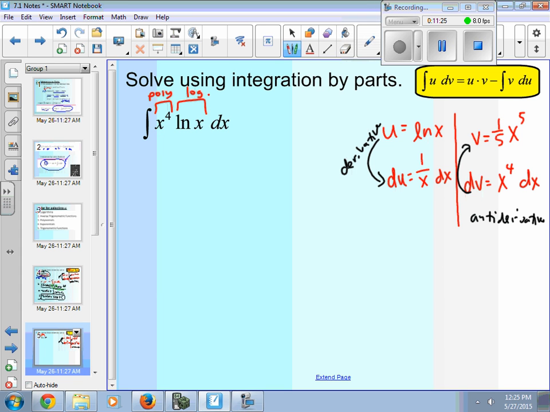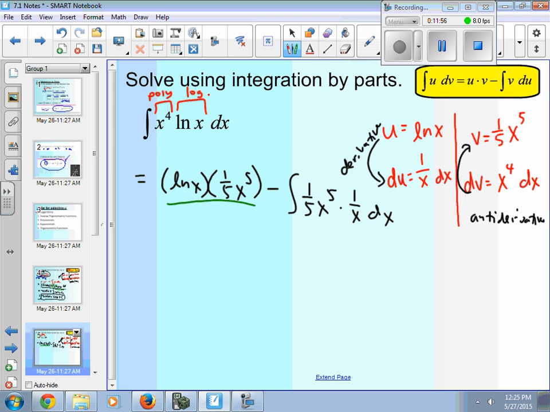All right, so now we want to write this out with the integration by parts formula. So we want u, ln x, times v, 1/5 x to the fifth, minus the integral of v, the 1/5 x to the fifth again, times du. Du is 1 over x dx. On this left part, it's just multiplying these two together. Typically, polynomials are written first.